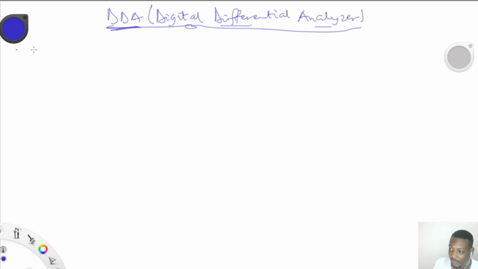So it is a scan conversion method for drawing lines.